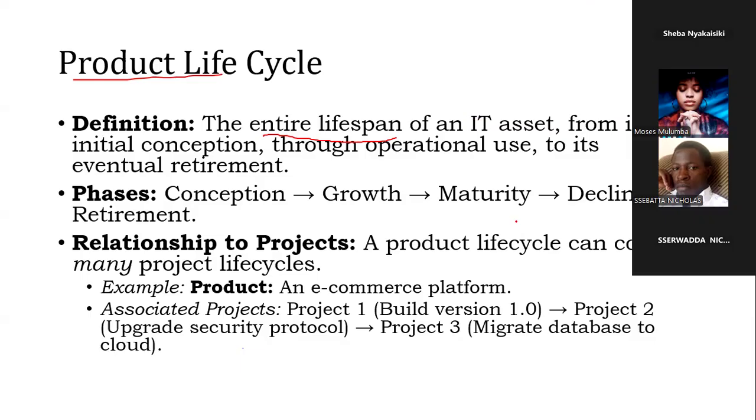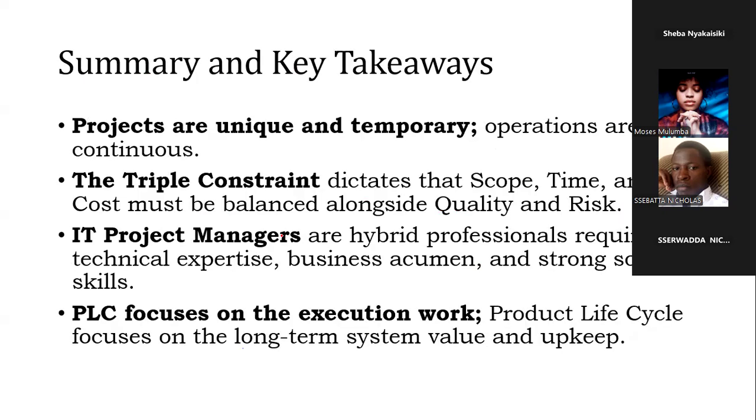So in the product life cycle, the phases are conception, growth, maturity, decline, and retirement. Yeah. So this is product life cycle. So in summary, key takeaways: projects are unique and temporary, while operations are continuous. So the project is not the same as operations. So we have triple constraints, the things that dictate quality and risk, that is scope, time, and cost.